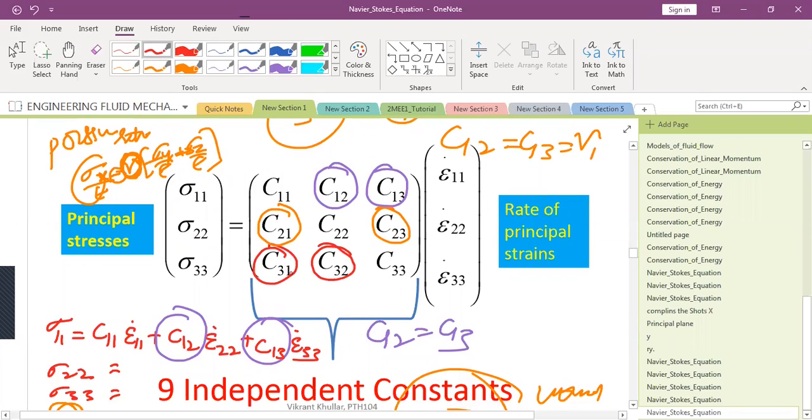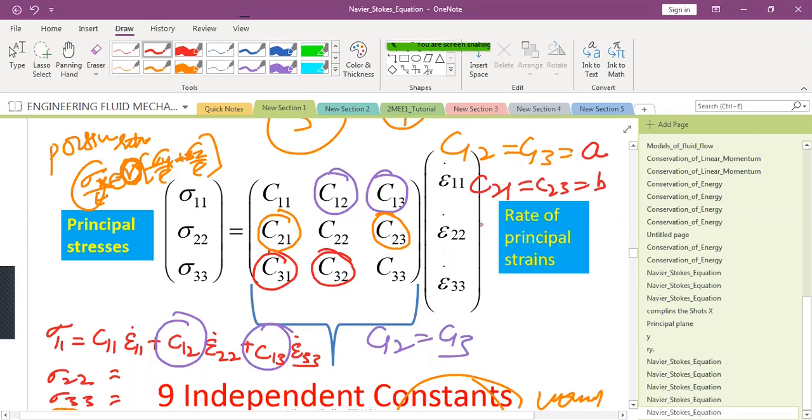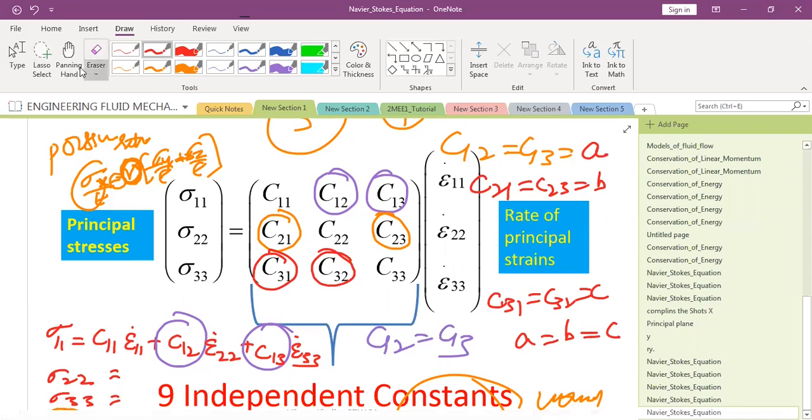एनी डाउट्स? तो अगर C12 और C13 मान लो कुछ बराबर है, मान लो यहां पे मैं लिख देता हूं, say I write down this as say A, और C21 और C23 बराबर है B, और C31 इज इक्वल टू C32 इज इक्वल टू C, तो क्या A इक्वल टू B इक्वल टू C भी है कि नहीं? नहीं सर, नहीं है। Why? A equal to B equal to C.